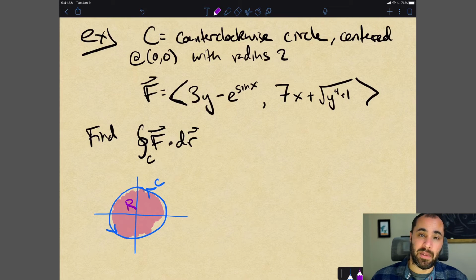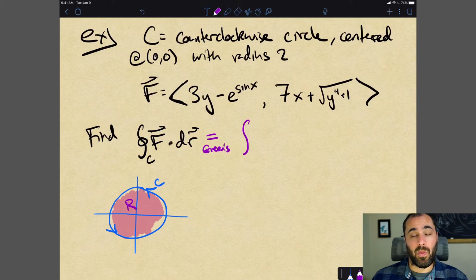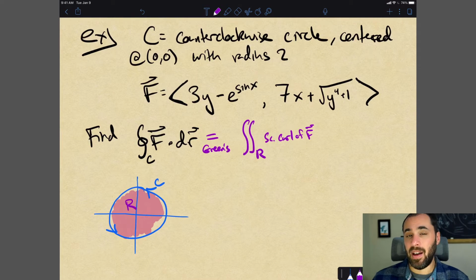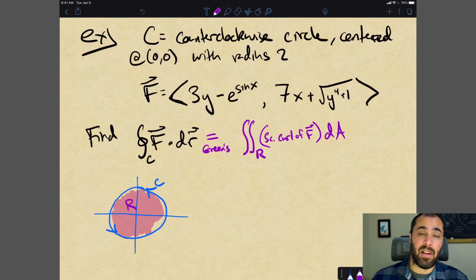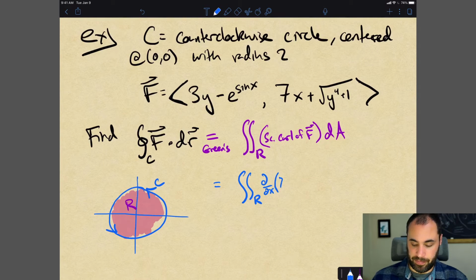We'll use Green's theorem instead, which says to find this circulation integral, we can find equivalently the double integral over the region R, that's the inside of the circle, not of the vector field, but of the scalar curl of the vector field. So we're taking our vector field and we're getting a new real valued function that's defined at every point. Kind of like when we take a derivative. So we can do it.